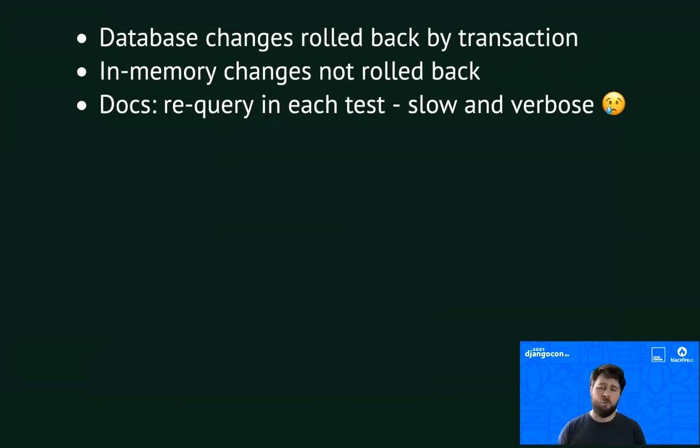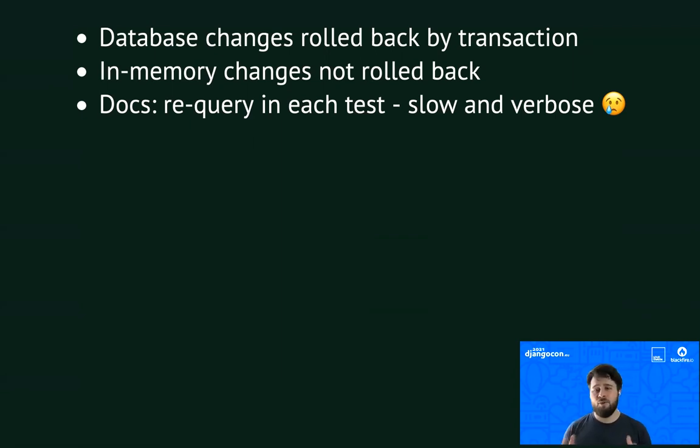All the database changes are rolled back by the transactions that Django sets up, but the in-memory changes to those objects are not getting rolled back. Django, until 3.2, had a whole block of documentation under SetUpTestData about this problem. And the recommendation was that in your tests, you always requery the database. So you don't assign anything to the class in SetUpTestData, and instead you write some code in your tests or perhaps in your setup to query back that data from the database. So you always have a fresh in-memory copy of the object.